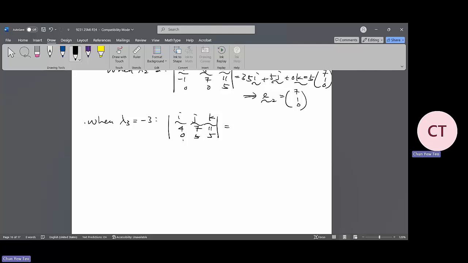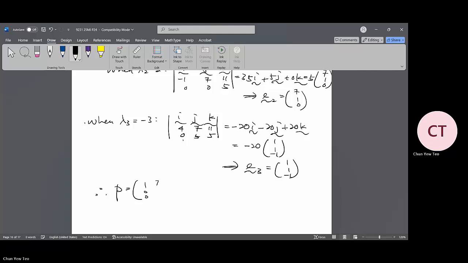So we do the cross product, you get negative 20i minus 20j plus 20k. Take the negative 20 out. You get 1, 1, negative 1. So that means your eigenvector number 3 will be 1, 1, negative 1. So therefore, your P will be equal to eigenvector number 1, eigenvector number 2, and eigenvector number 3. And your D is equal to the diagonal matrix to the power 6. The diagonal matrix to the power 6 uses the eigenvalues here.